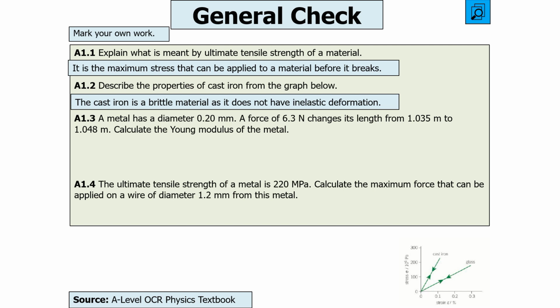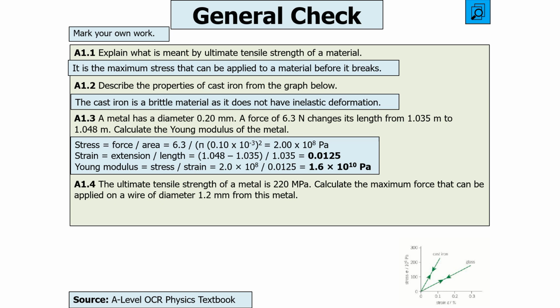Now, from the information given, we know that Young modulus is stress over strain. So stress is force over area. Pop in all the values. Remember, the area is pi r squared because it's a circular cross section. Now we'll convert our diameter into radius by doing 0.20 divided by 2. We then turn it into meters by times by 10 to the minus 3. So we get out our stress. Our strain is extension over length. Extension means the difference in the length from the original, divided by that original, to get 0.0125. The Young modulus is stress over strain, so we get 1.6 times 10 to the 10 pascals.